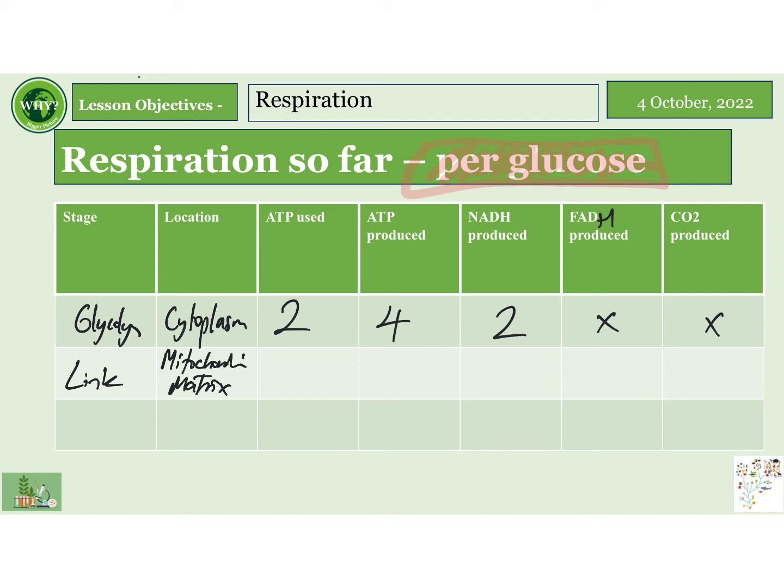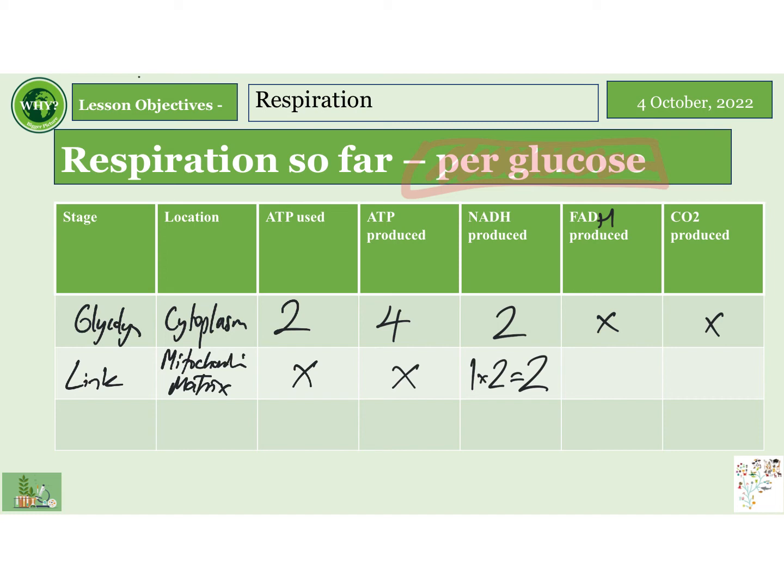So, is any ATP used? No. Is any ATP produced? No. Is any NADH produced? Yes. You have 1 per pyruvate, but of course there are 2 pyruvates, so there are 2. So that's what I mean by per glucose. Remember, at the end of the glycolysis, you've got 2 pyruvates.